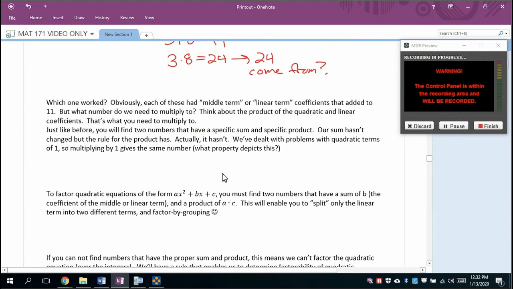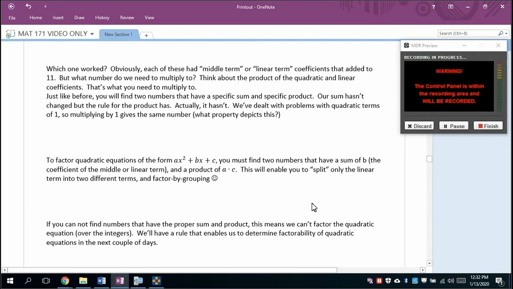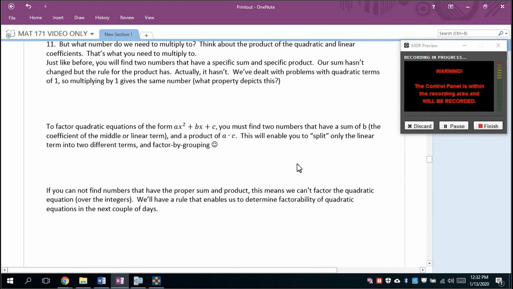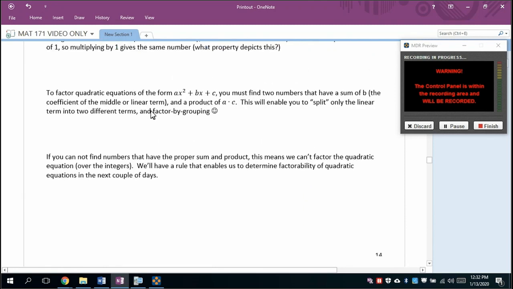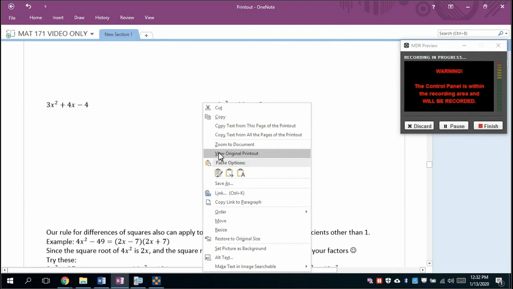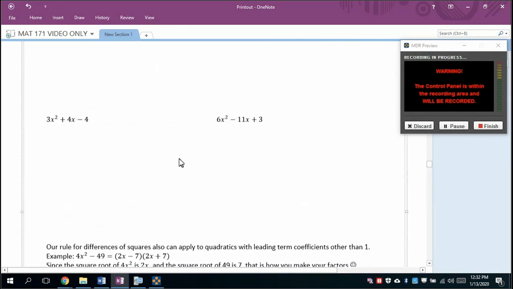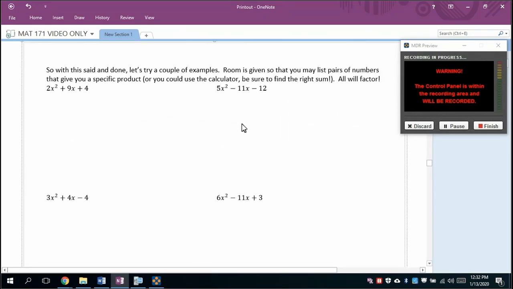So, in this case, that was just an identity. You need two numbers that have a sum of the middle term. That never changes. And whatever they have a product of A times C. For instance, this one, I need two numbers that have a sum of 9 and a product of 8. Oh, 8 and 1, real simple. So 2x squared plus 8x plus 1x plus 4.